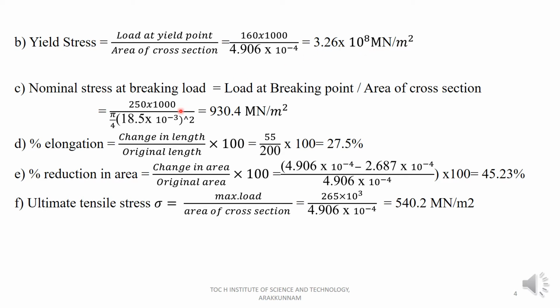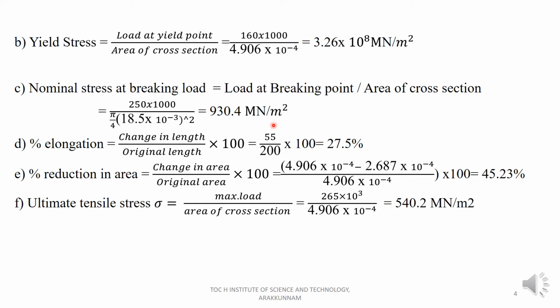Now the nominal stress at breaking load, that is breaking stress, is equal to breaking load divided by the area of cross section at breaking. And as I already discussed in the class, the area of cross section starts reducing after the ultimate stress, and that means the rod starts necking. So the necked area or the reduced area is what we have to consider for this breaking load calculation. The load at breaking point is given as 250 kilonewton. So 250 into 1000 divided by pi by 4 d square, that's equal to 930.4 meganewton per meter square, the value of nominal stress at breaking load.